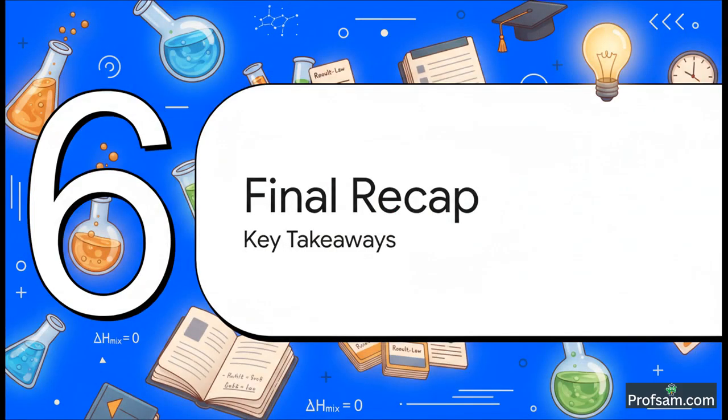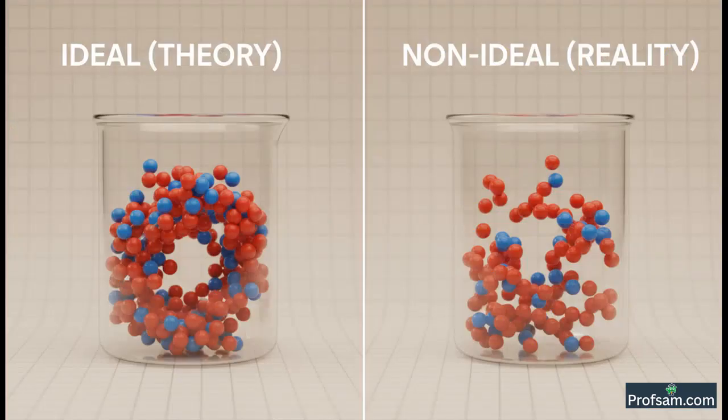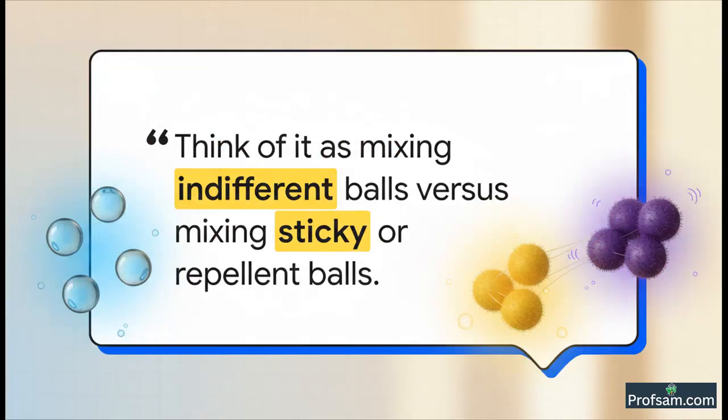All right, let's do a very quick recap of the main ideas you need to remember for your exams. First, remember the core idea. Ideal solutions are the simple theory, the perfect baseline. Non-ideal solutions, where molecules have preferential interactions, describe how most solutions actually behave in reality. Second, keep that simple analogy in your mind. Are the particles indifferent to each other, like identical balls? Or do they have a preference, like mixing balls that are either sticky and attract each other strongly, or repellent and try to stay apart?